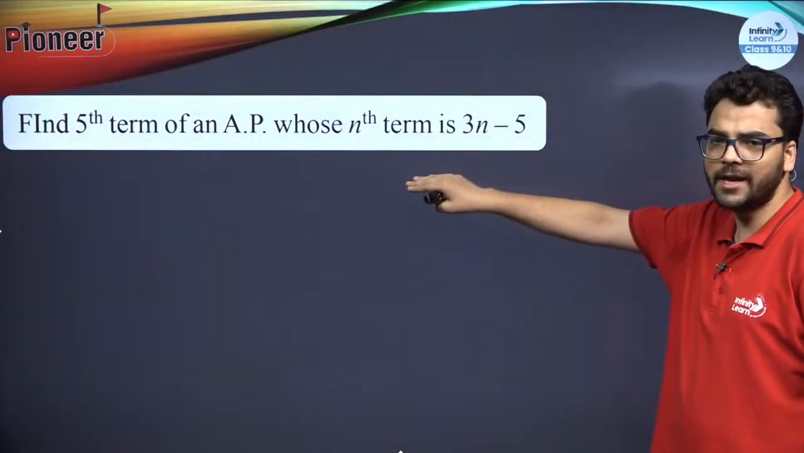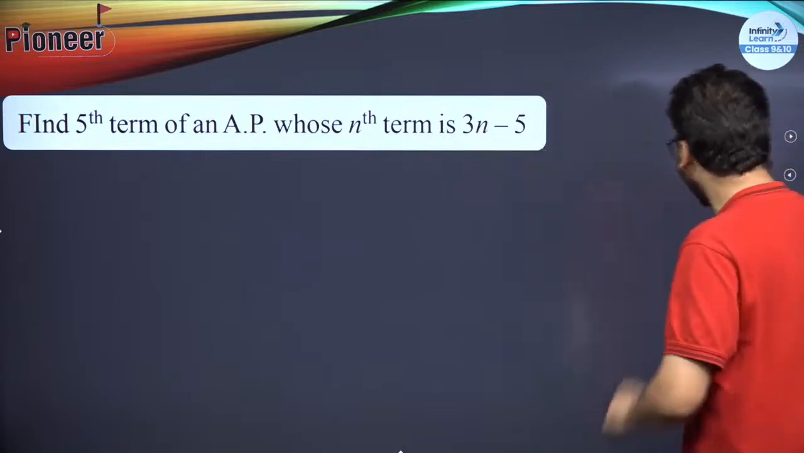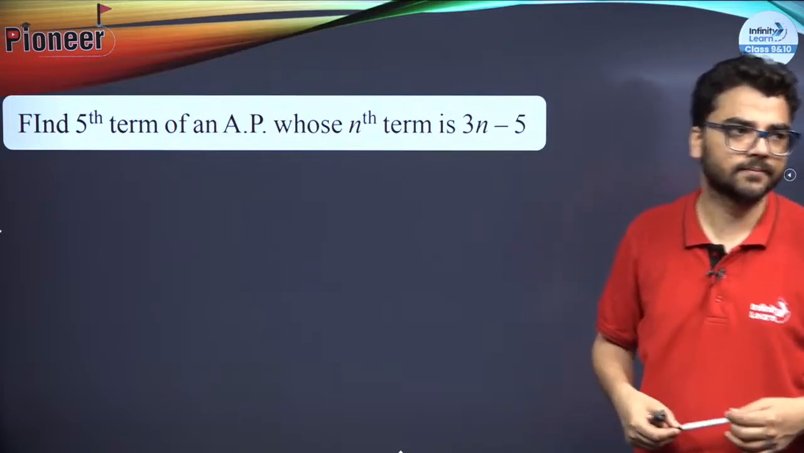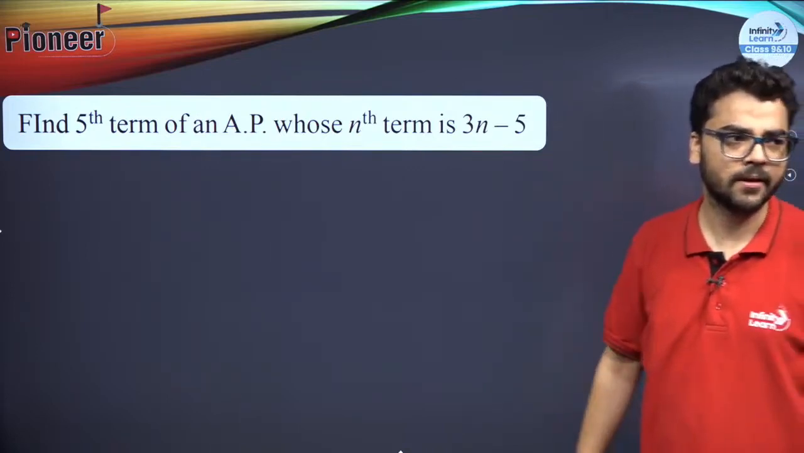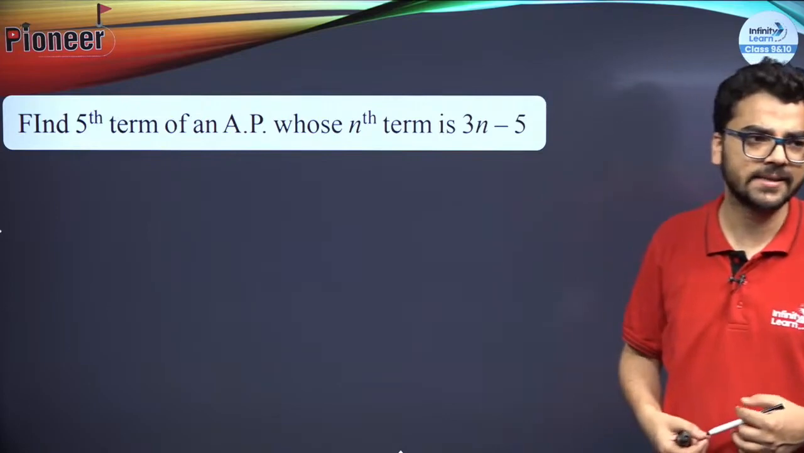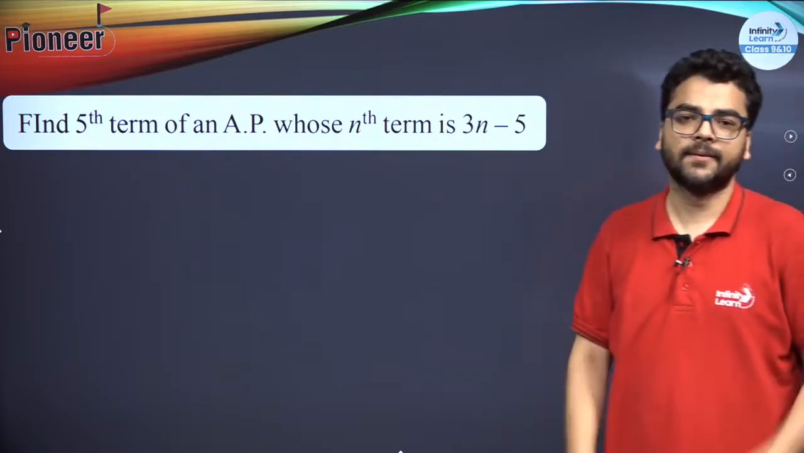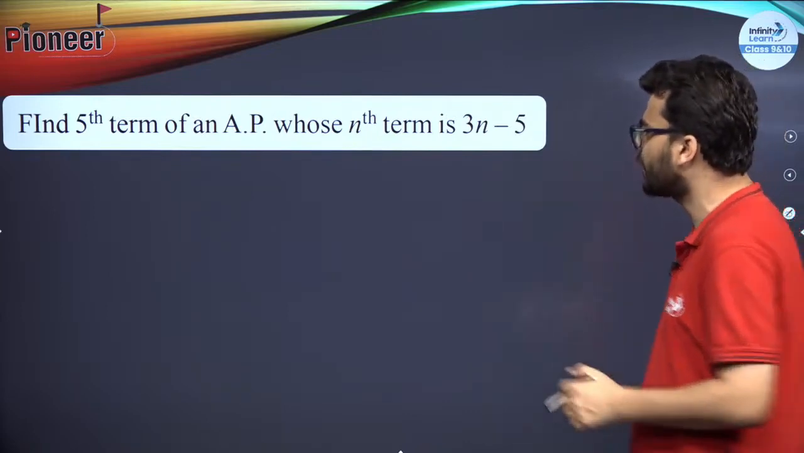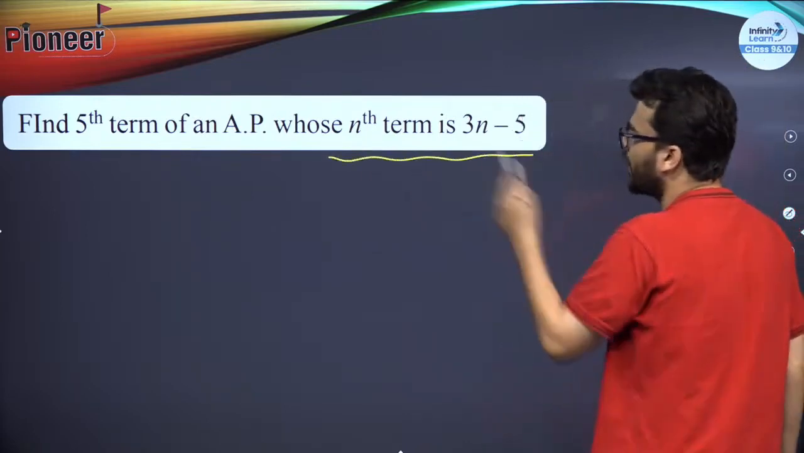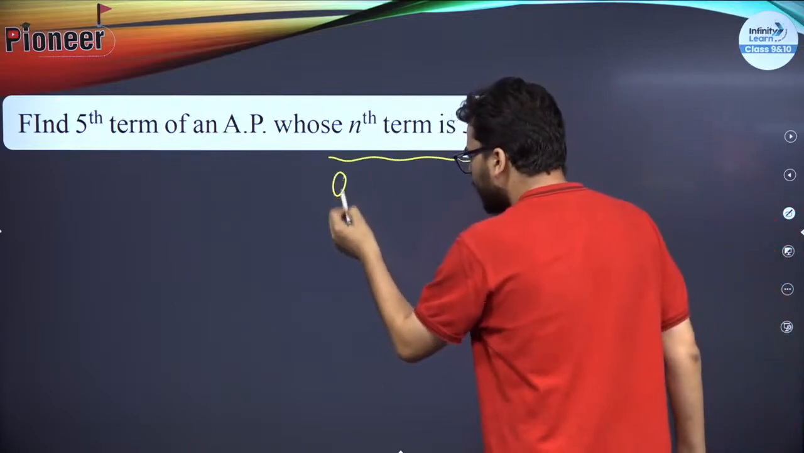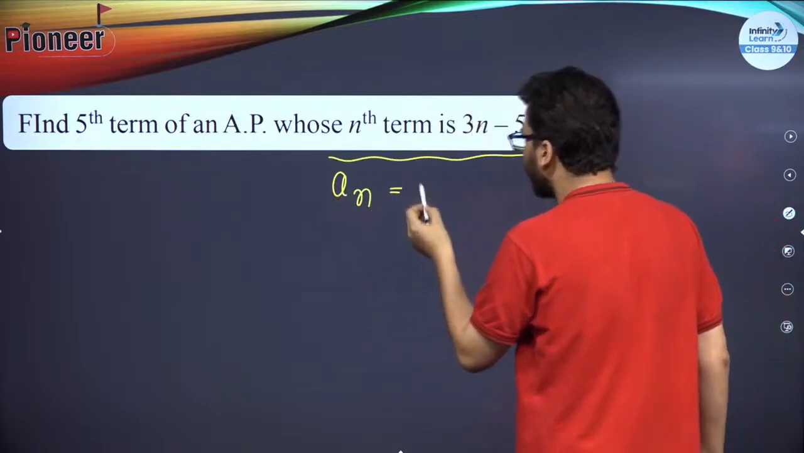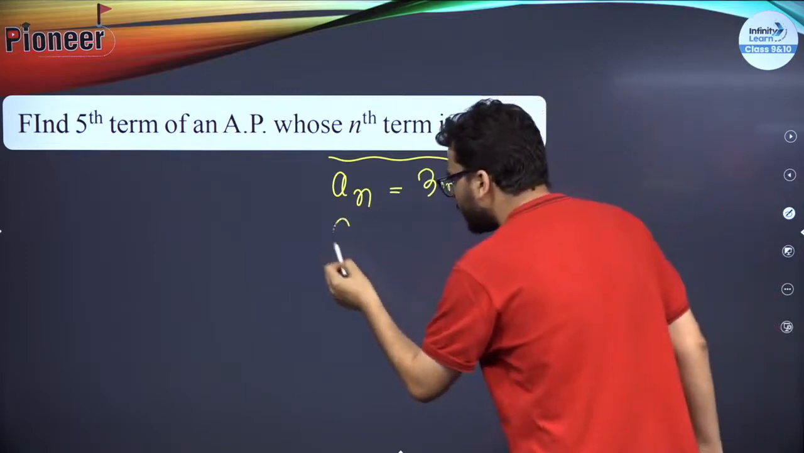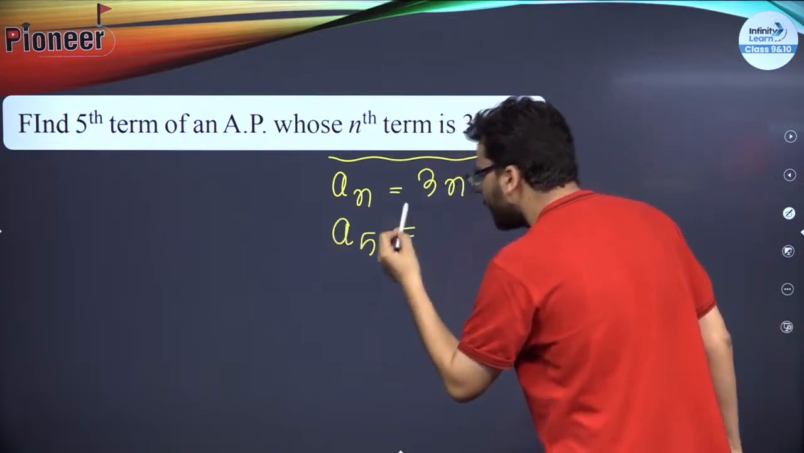Find the fifth term of an AP whose nth term is given already over here. Try doing this one and let me know the answer, guys. Fifth term of an AP whose nth term is already given. The nth term is given to you over here. You don't have to find it. So an is already given, that is 3n minus 5. And you have to find the value of the fifth term. You have to find a5 over here.